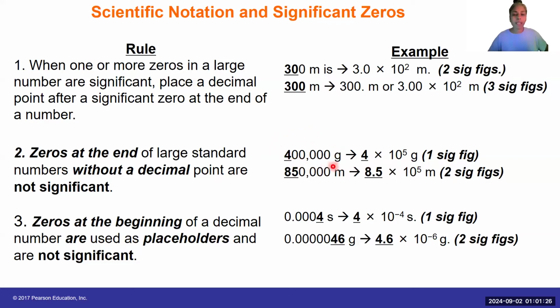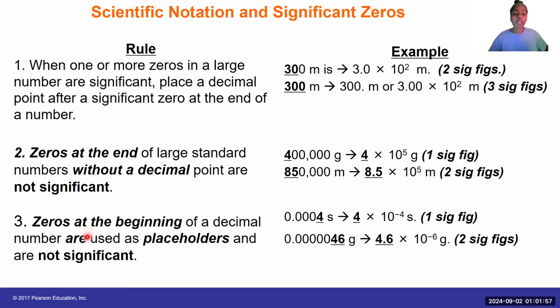Okay? What if now I want to represent this 850,000 having 2 significant figures? Well, if I put the decimal place here in between the 8 and the 5, what did we do? We moved over 1, 2, 3, 4, 5 spaces, and that would give us 8.5 times 10 to the 4. I'm sorry, times 10 to the 5 meters. Notice that we have 2 significant figures.